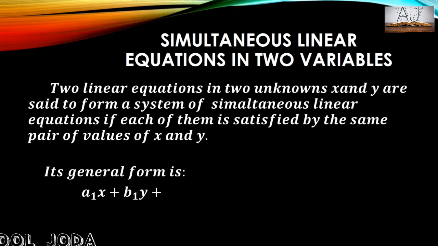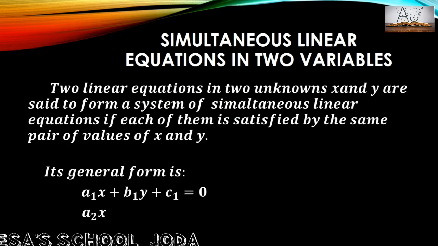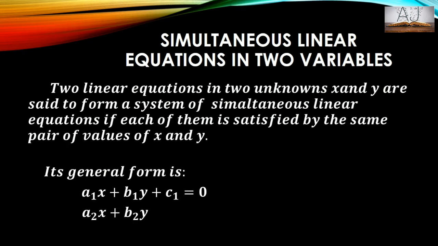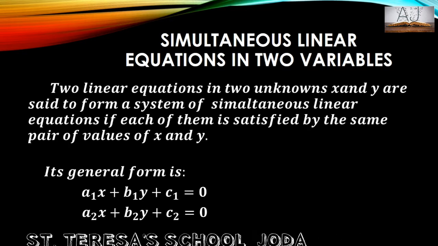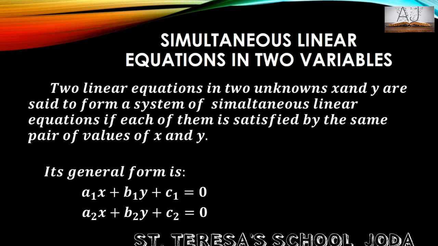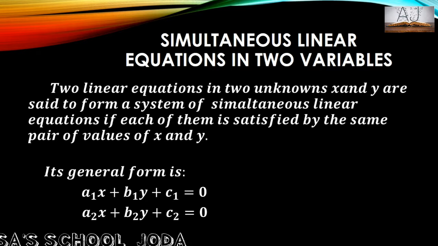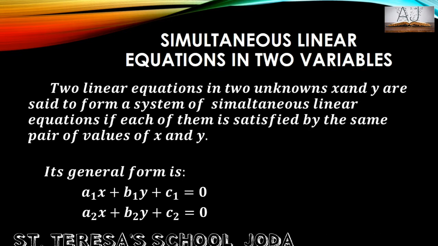It has the format like this: a1x plus b1y plus c1 equals 0. But one more equation we should have: a2x plus b2y plus c2 equal to 0. Here you have to watch that the x and y variables which we have should satisfy both the linear equations. Then only it is called a simultaneous linear equation.